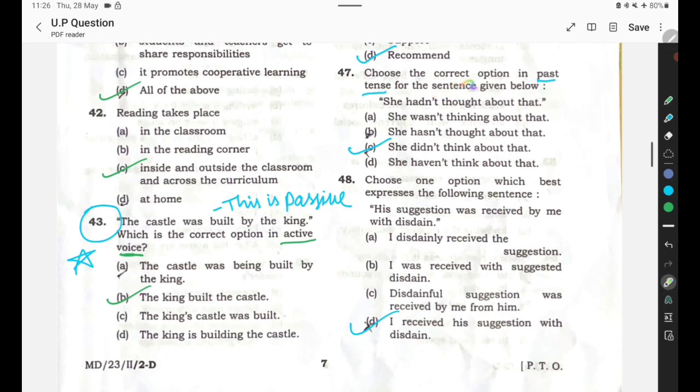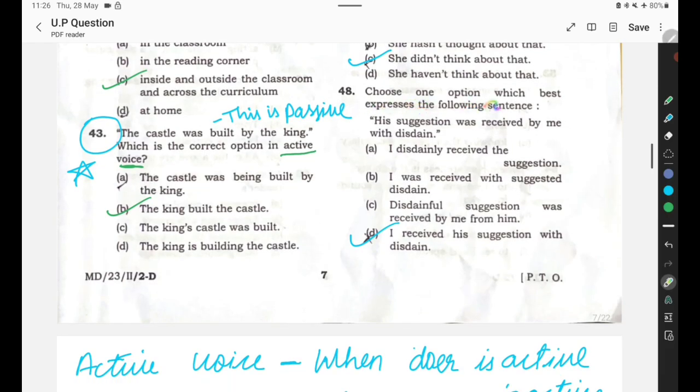47. Choose the correct option in past tense for the sentence given below. Let's say this is a present tense. She hadn't thought about that. What is the past tense? She didn't think about that. Okay, she didn't think about that is the past tense for the sentence given below.